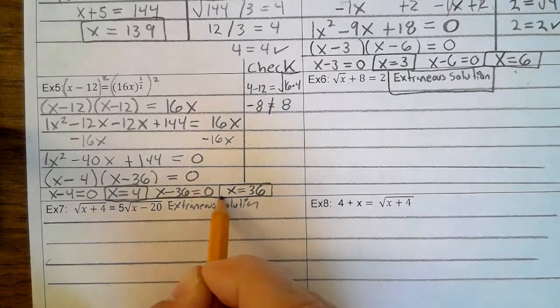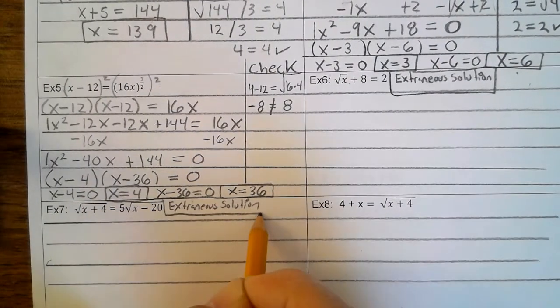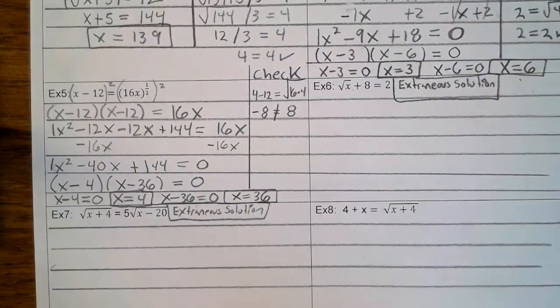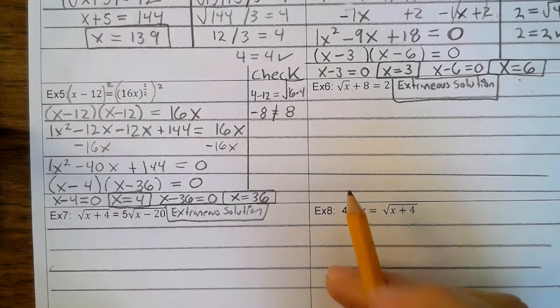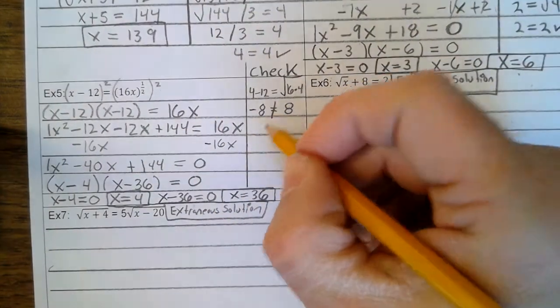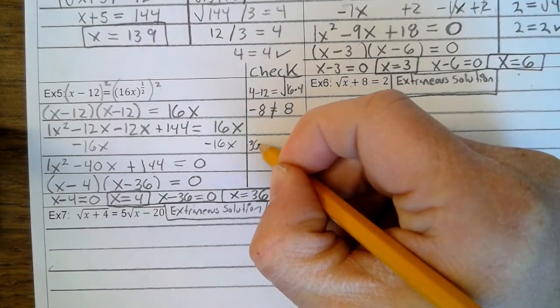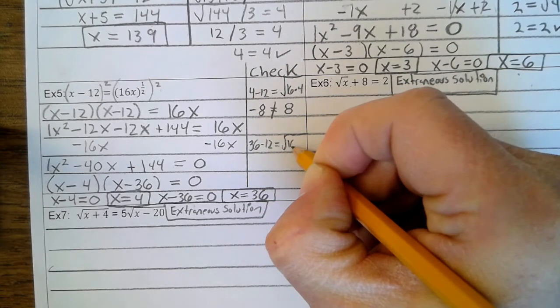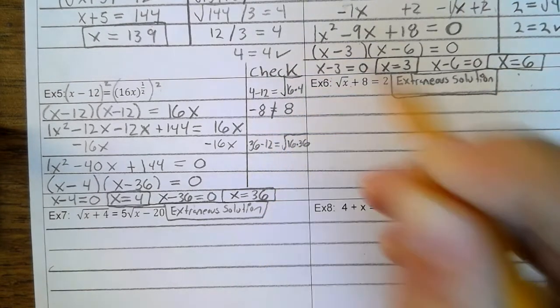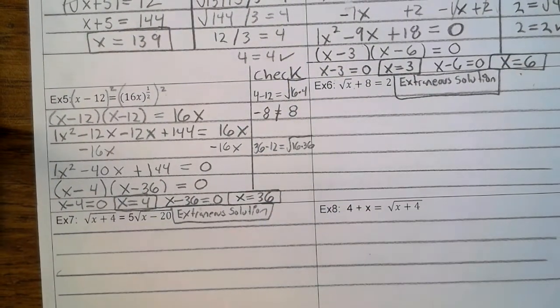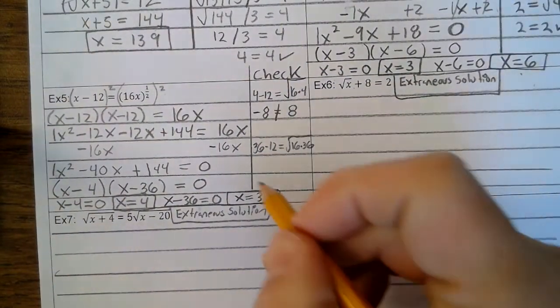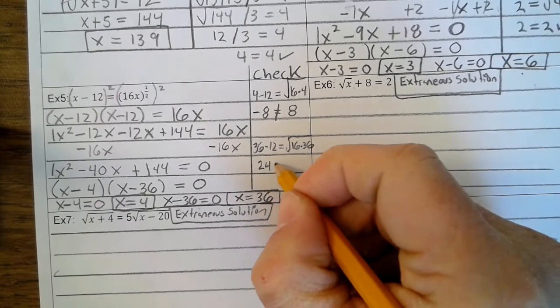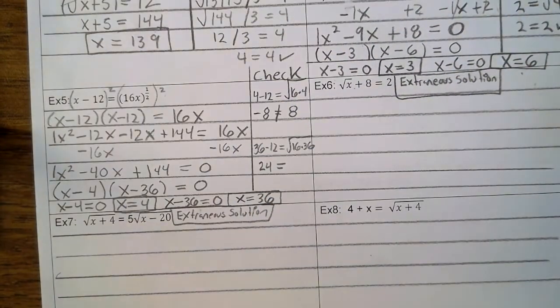All right, so now let's check positive 36. So that's 36 minus 12 equals the square root of 16 times 36. Well, 36 minus 12 is 24. And the square root of 36 times 16, or 16 times 36, is 24. So we know that that checks, and so x equals 36 is a solution.